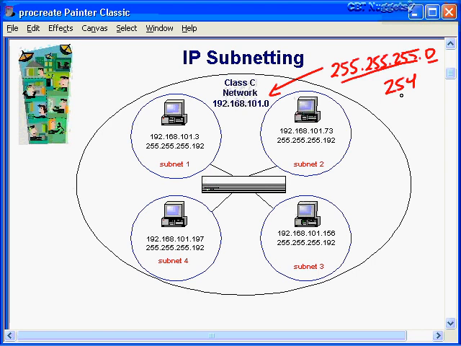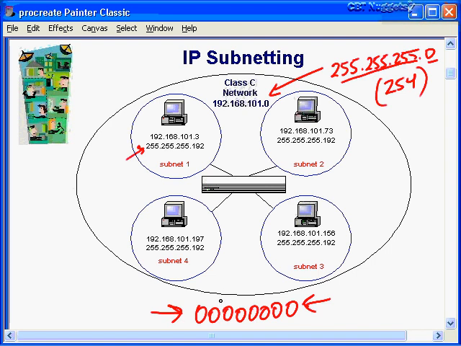But I might want to break up this 254 address space into 4 departments, again, for a wide variety of reasons, 4 subnetworks. In this case, all I simply do is manipulate the subnet mask. For example, right now, by default, with 254, all 8 of those bits in the last octet of the subnet mask are turned off, meaning all 8 bits are for the host.